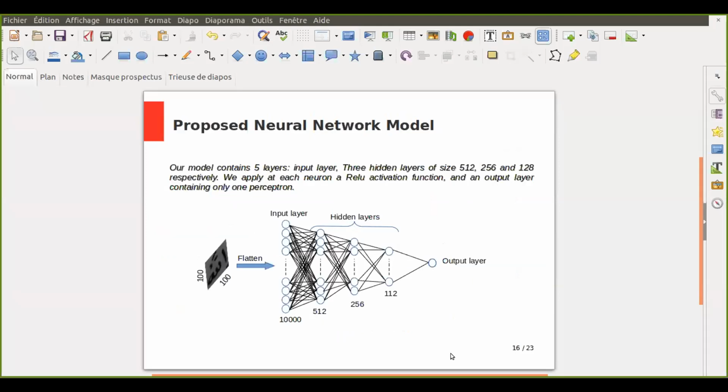In this slide, we describe our proposed neural network architecture. Our neural network contains 5 layers: an input layer of size 10,000 neurons or perceptrons, an output layer, and between the input layer and the output layer, we attached 3 hidden layers of size 512, 256, and 128, respectively.